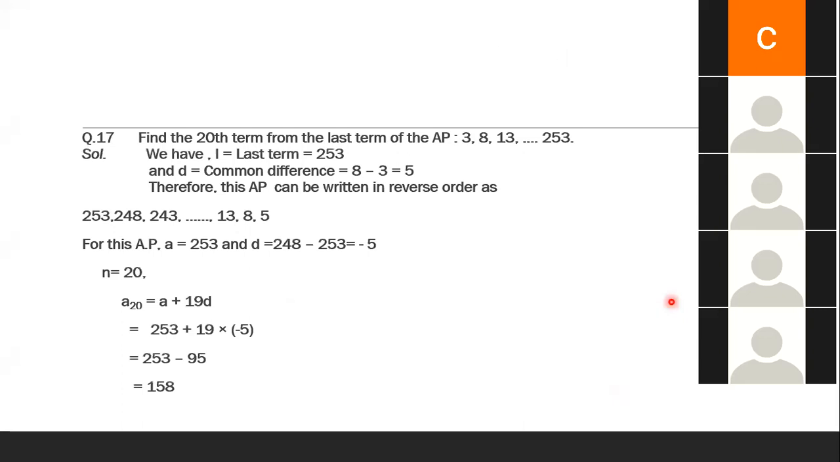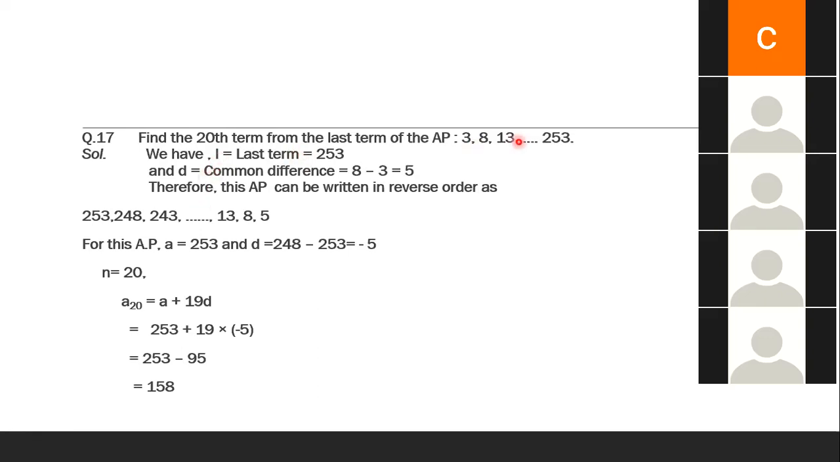Next, 17th question. Find the 20th term from the last term of the AP: 3, 8, 13, ..., 253. So here, the last term I can count as 253, or you can count it as an also. Anything is fine, children. You can go through the formula. I just gave L, the meaning of L. L is the last term.